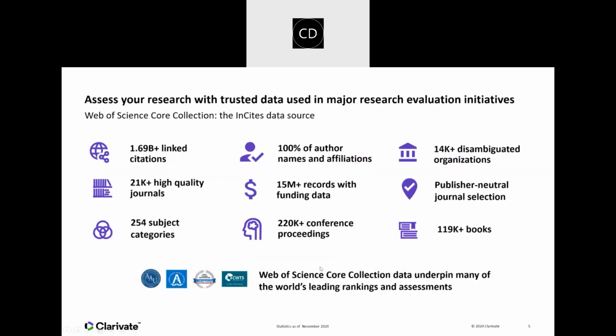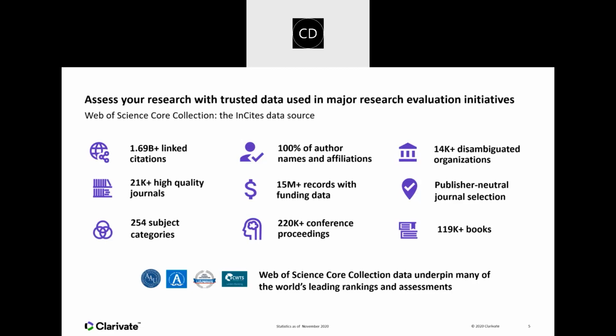So where does this data come from? Okay, so the InCites benchmarking and analytics tool takes the data from the Web of Science. I think many of the researchers on the call would be very familiar with the Web of Science, and the data source for InCites when you do analysis comes from the Web of Science core collection. So this would include all the journals that are indexed in Web of Science core collection.